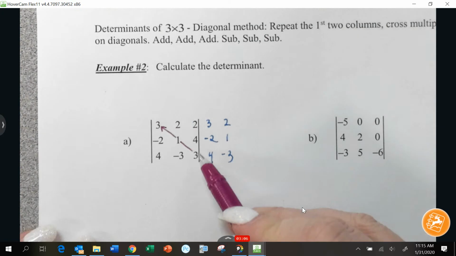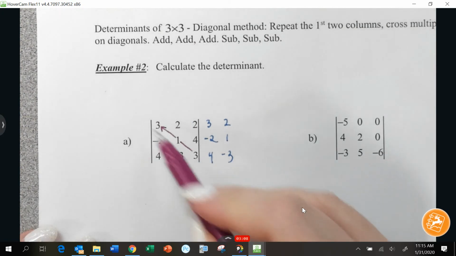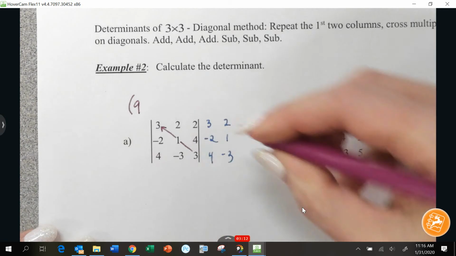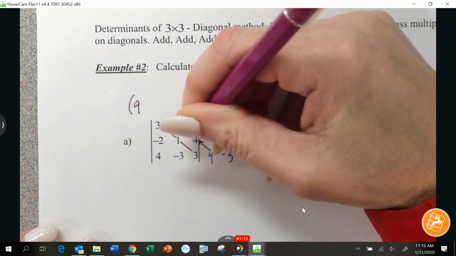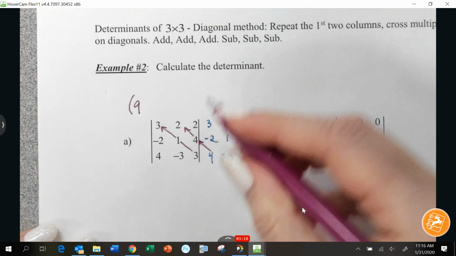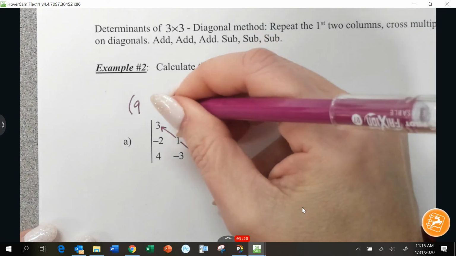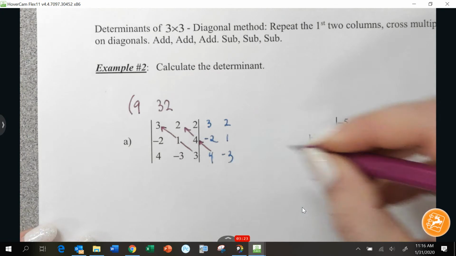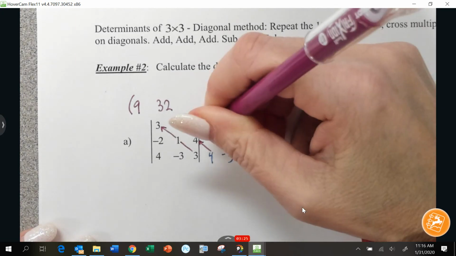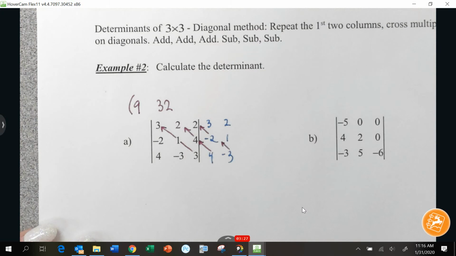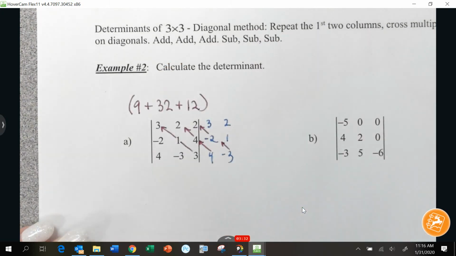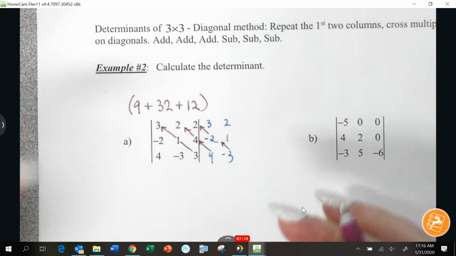So I'm going to cross multiply up 3 times 1 times 3, which is 9. But we've got more numbers to cross multiply. So 4 times 4 times 2 is 32. And then I've got -3 times -2 times 2, which is 12. I'm going to find the sum of those 3. That's going to be like my first number that I had on A.